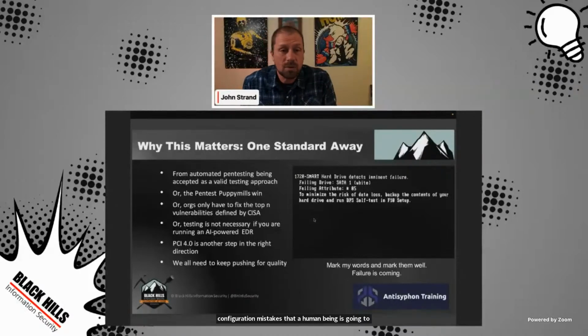AI is going to be part of our partnership in the future, moving forward to help us find vulnerabilities, but it's not going to replace us for a long time.